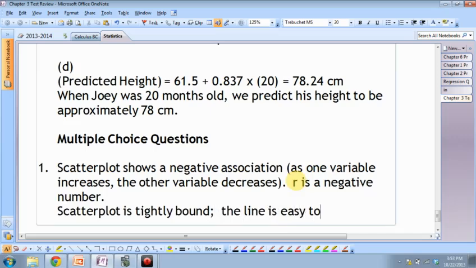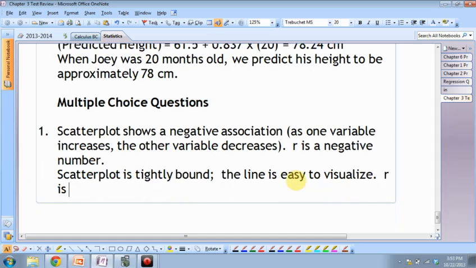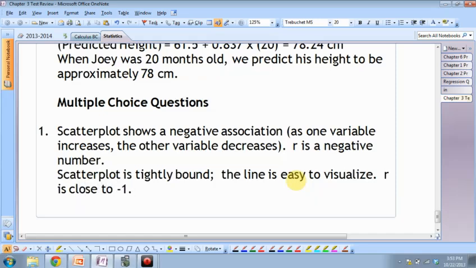Is easy to visualize, maybe. Okay. So the implication here is R is close to -1. Okay. So that tells me that the correct choice here is A.